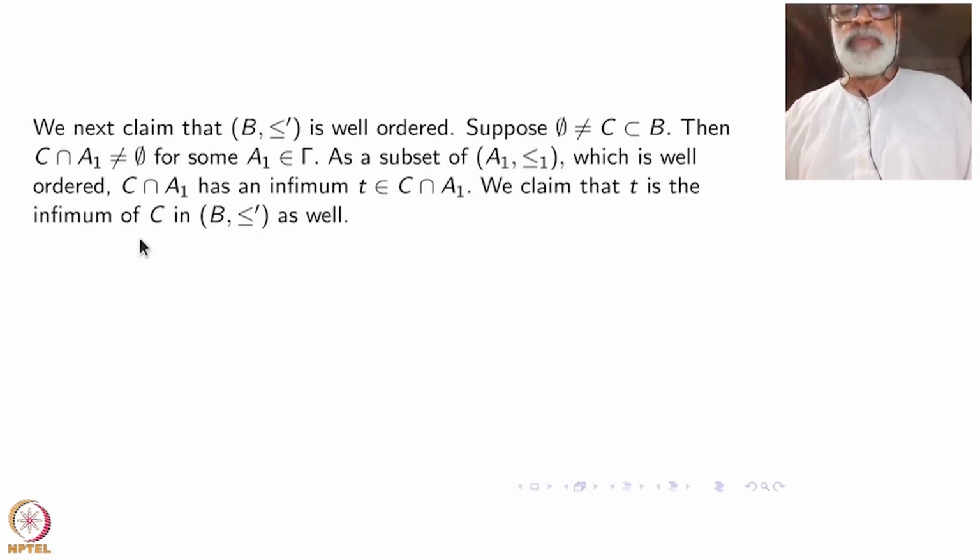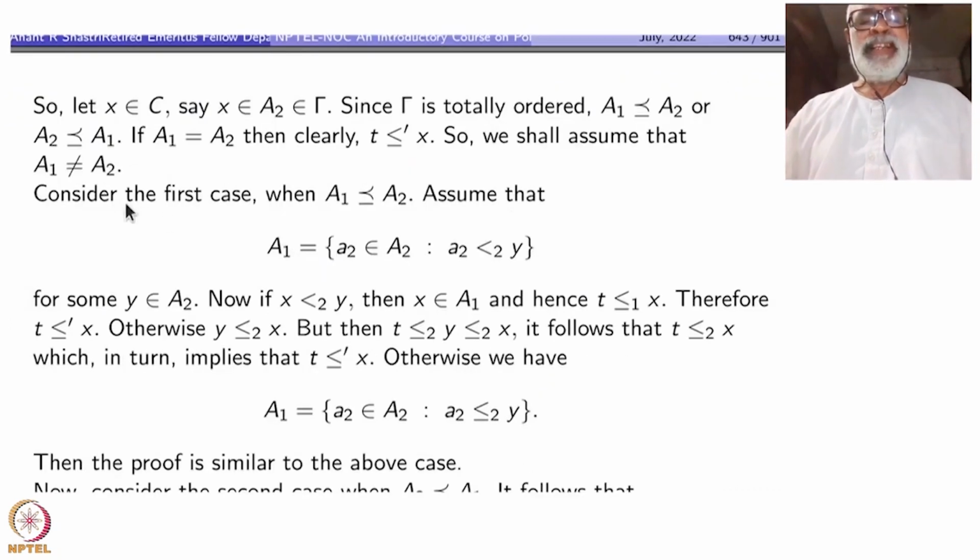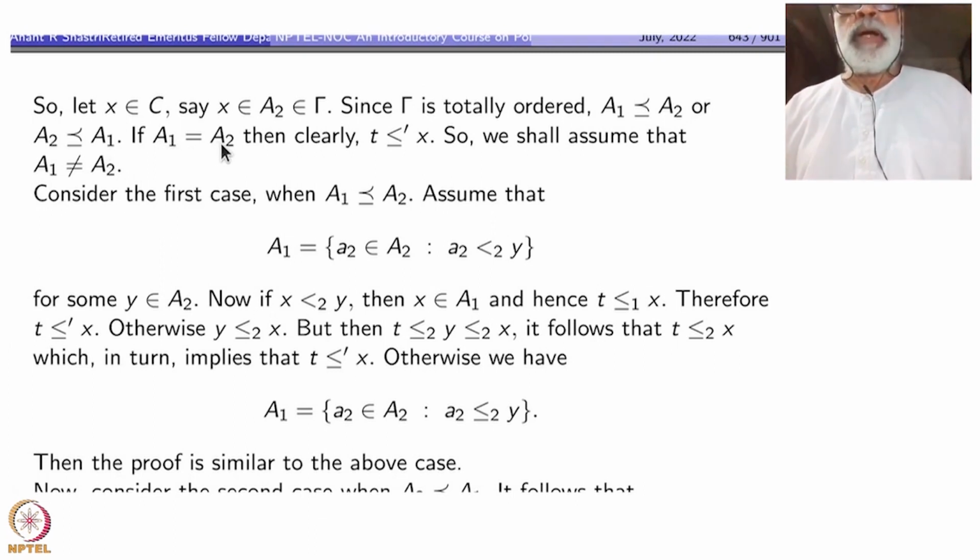We claim that T is the infimum for C inside B prime, which is a very huge thing. So that is what we have to show. Once we show that, well orderedness of B, less than or equal to prime, is proved. So here is the proof. Take any element X inside C. X must be inside some A2 belonging to gamma, because all elements of C are members of some A. Since gamma is totally ordered, A1 is preceding A2 or A2 is preceding A1. In precedence, there is one way, namely A1 may be equal to A2.